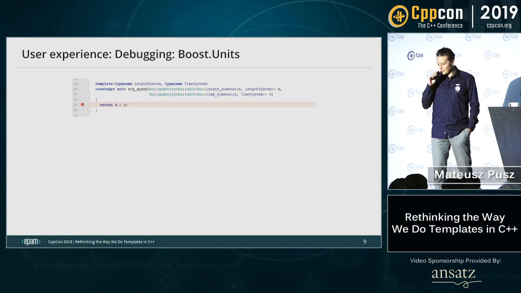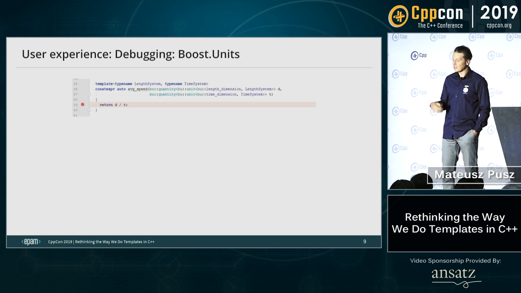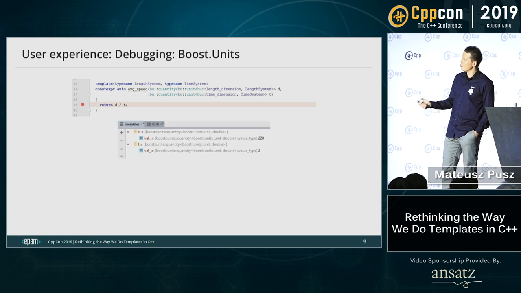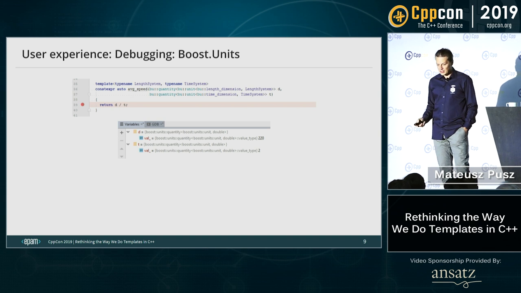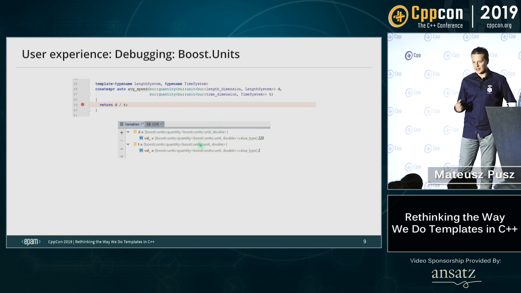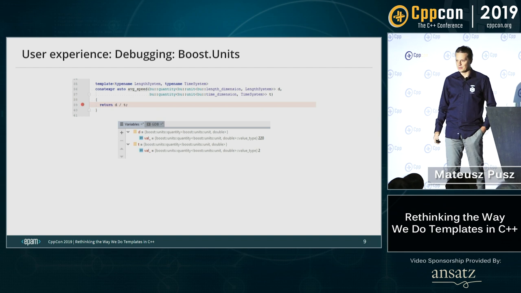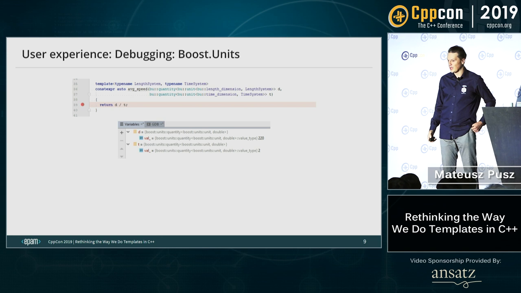Also, it's not only about the compilation experience, it's also about debugging experience. Having such types in the IDE, for example, will end up with such stuff in my IDE. You can see that here the IDE claims that the type for D and the type for T are exactly the same type, because it was lost. The IDE was lost in the big, huge type that you have to handle.